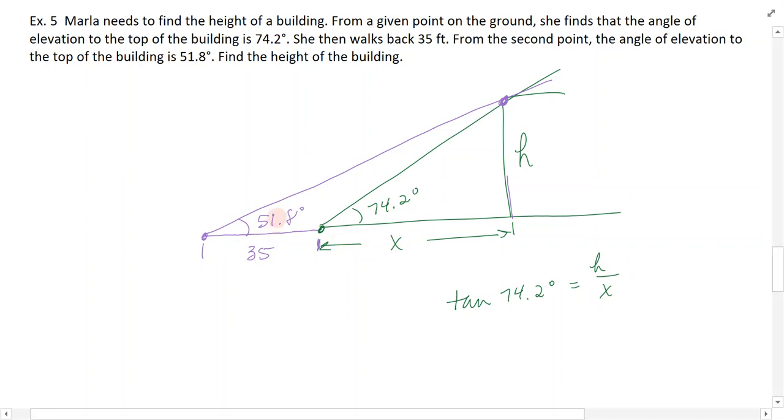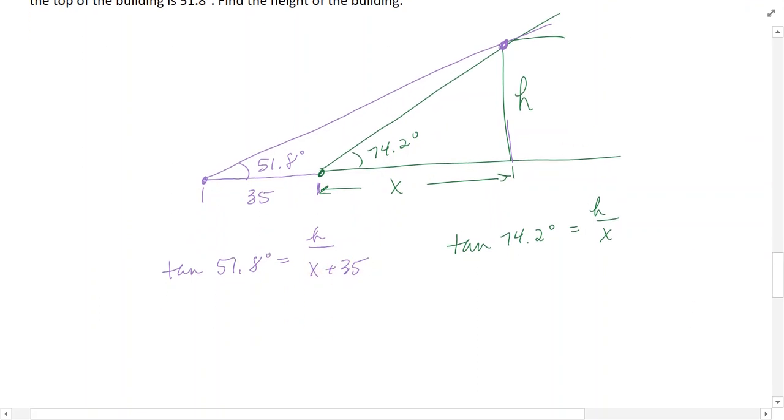Now, the second triangle says that the tangent of 51.8 degrees would be equal to, again, the height of the building over this total distance, which would be x plus 35.